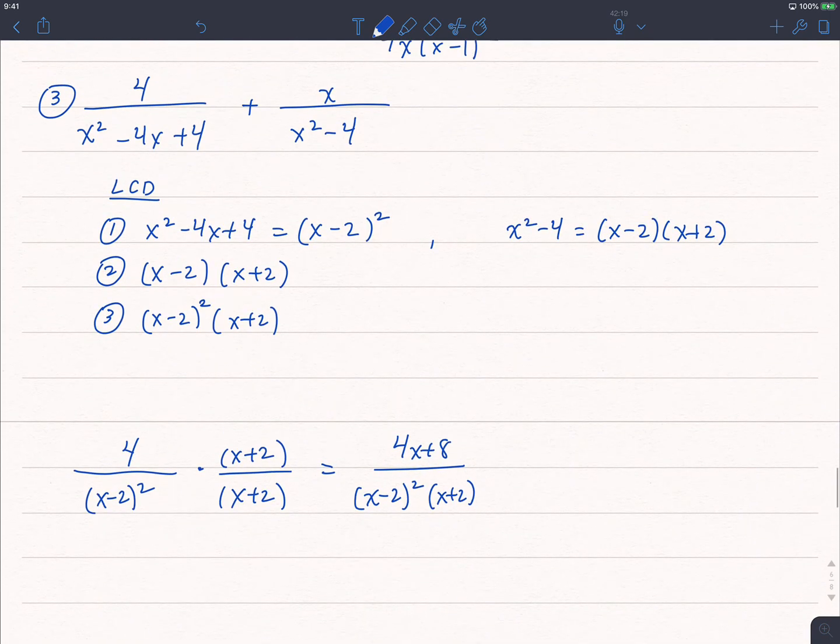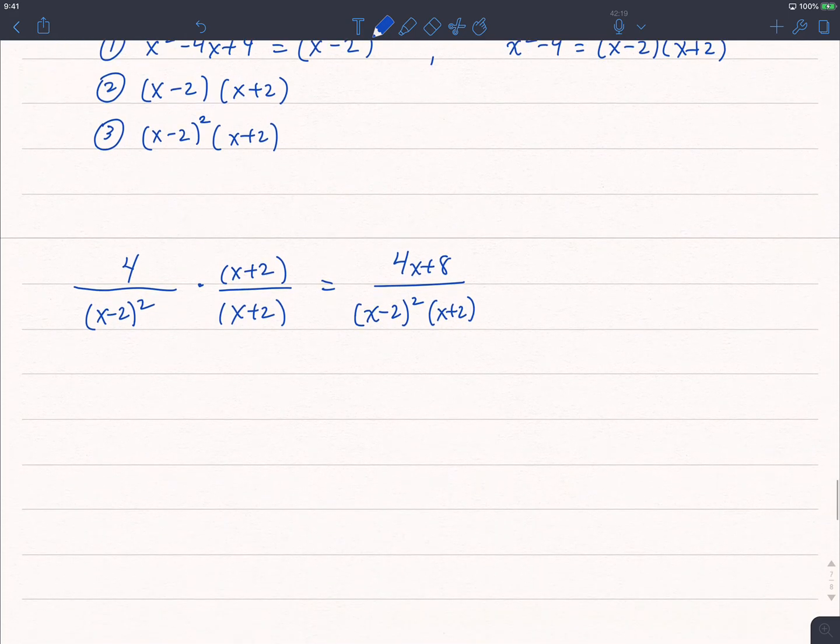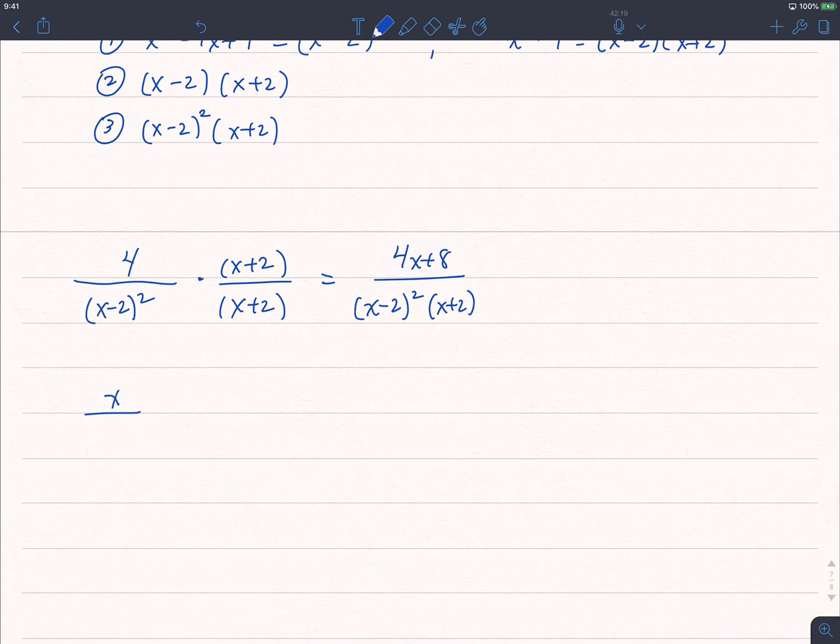Now the second one, which is x over x squared minus 4, or x over x minus 2 times x plus 2. What is it missing from the LCD? Well, it's missing a factor of x minus 2.